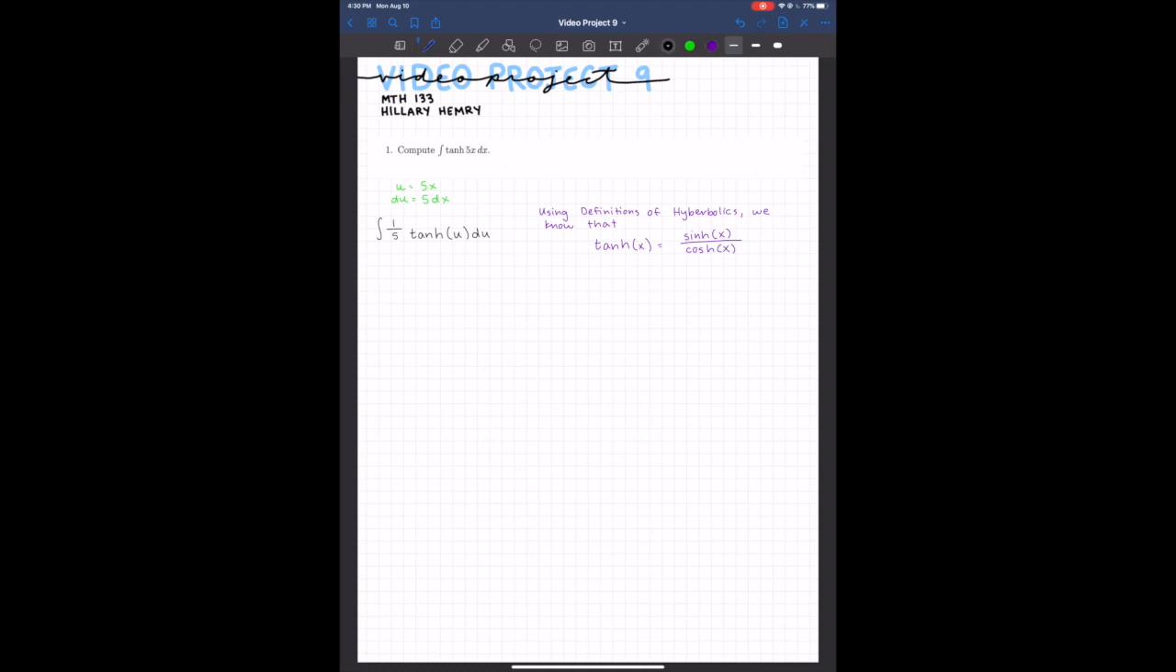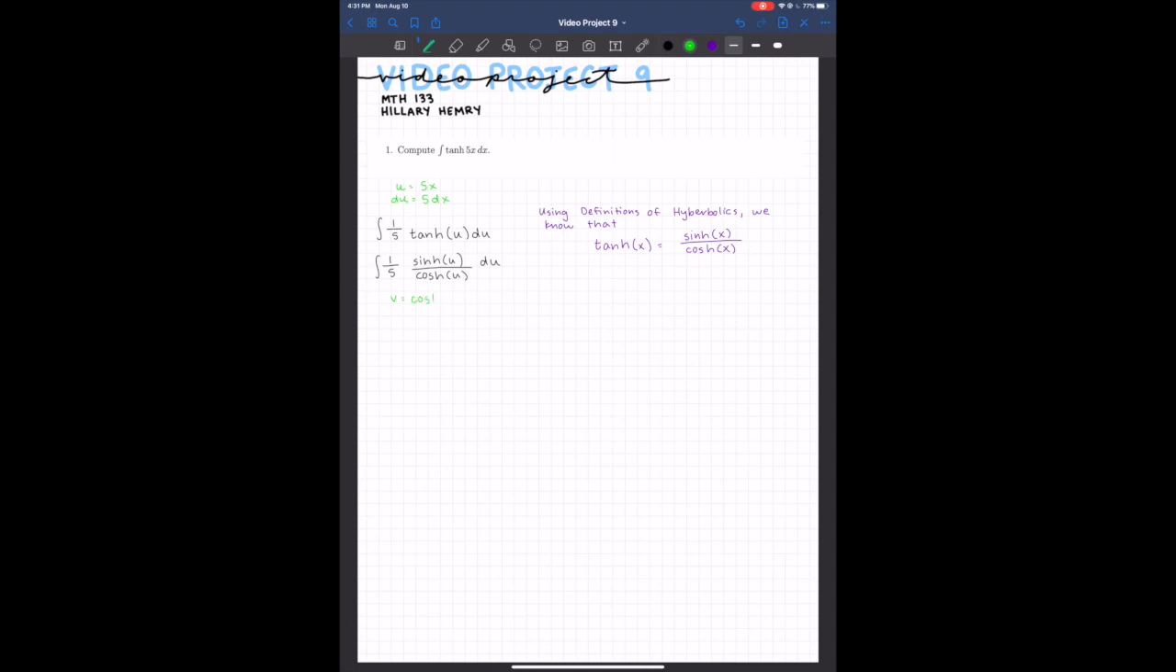So there's our definition all written out, and now I'm going to start rewriting our integral. So now we're going to have the integral of 1/5 sinh u over cosh u. And now we're going to wonder, how are we going to figure out this fraction with sine and cosine? Well, remember how I told you to wait a sec earlier? This is going to work out really well for us when we use u substitution.